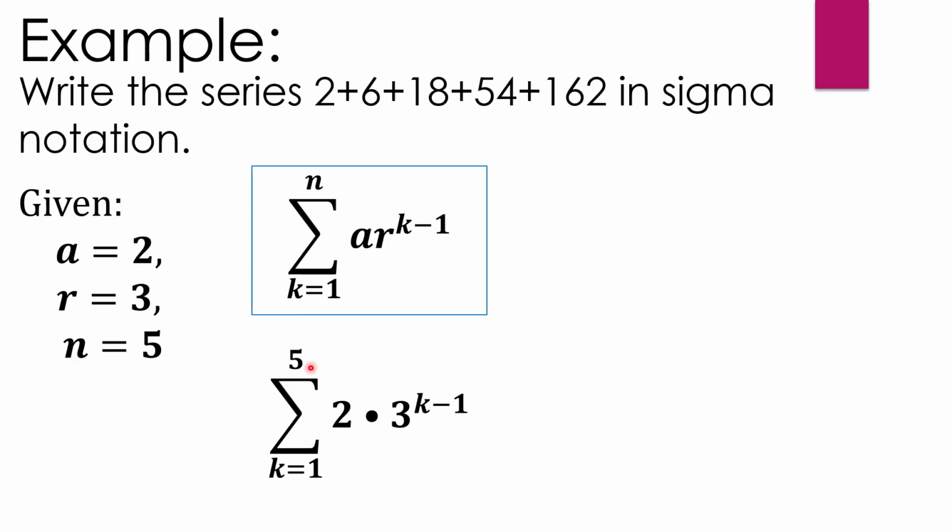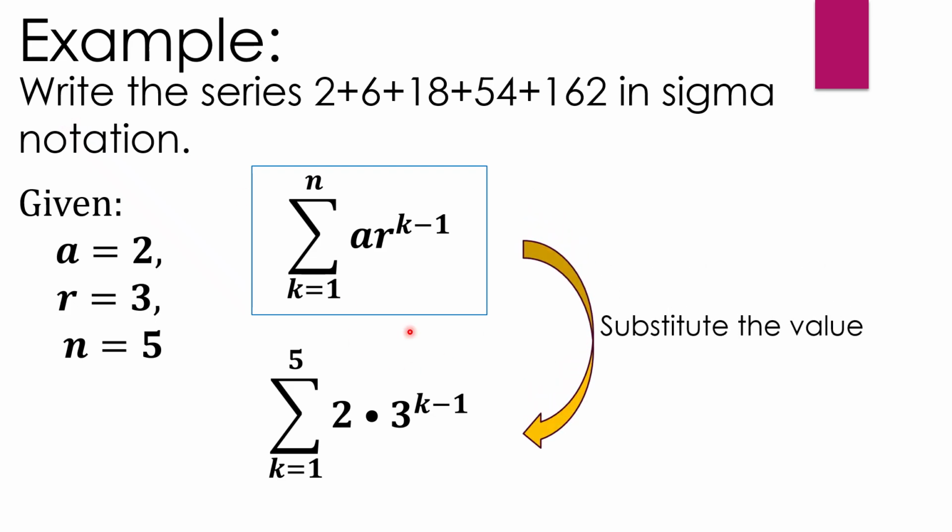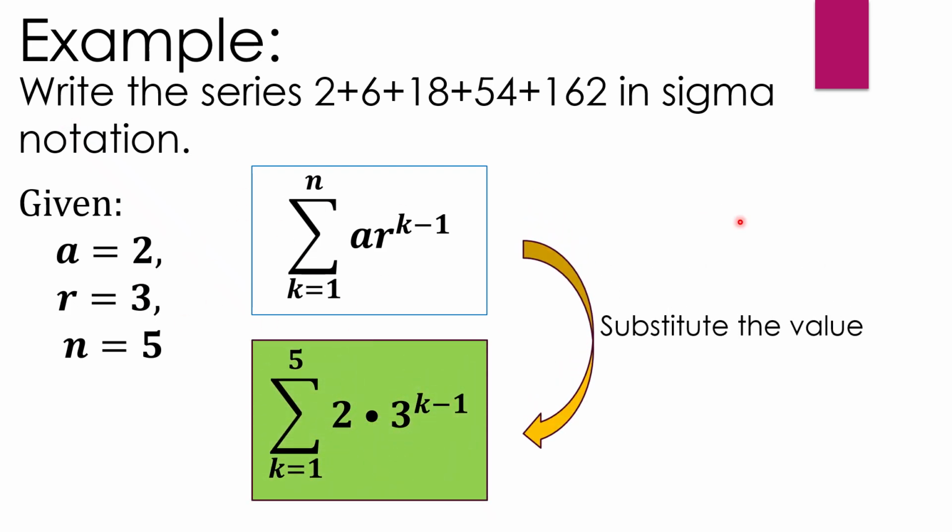We have our nth term, the 5. We substitute the first term, 2. Since our letters r and a are side by side, meaning the operation is multiplication. So substitute the value of the first term and the common ratio, the 3. And k minus 1 will stay because we're just writing in sigma notation. Okay? So that is your answer for this example. Just simply substitute the values of your given. Okay? Next.